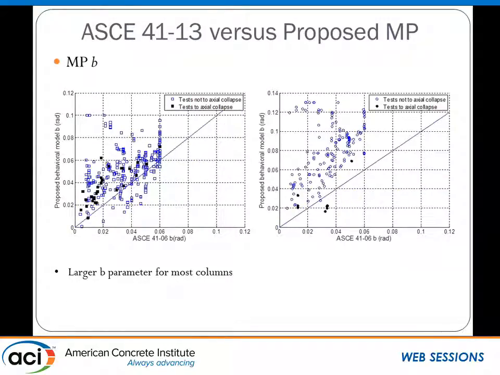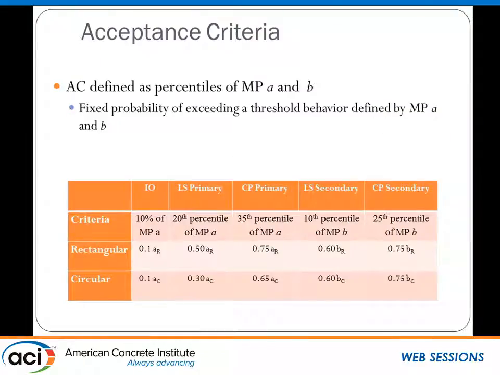Looking at modeling parameters B, all of them have shifted significantly. The current code is conservative. We are targeting something that is much closer to the median value now with the currently proposed equations. And finally, last little bit, I'm almost out of time, or maybe I am already out of time.